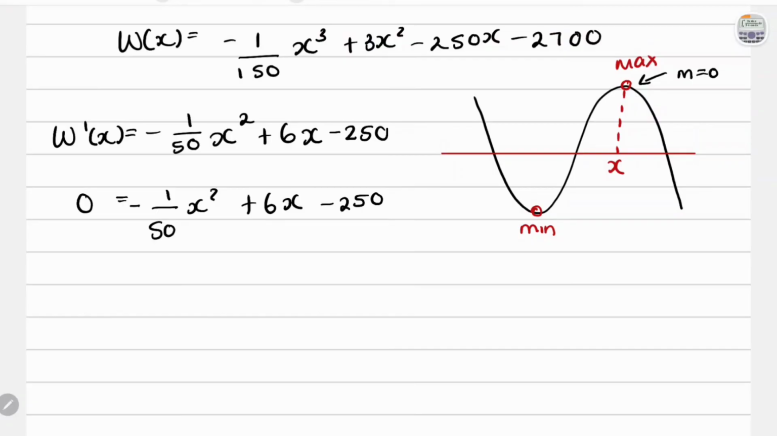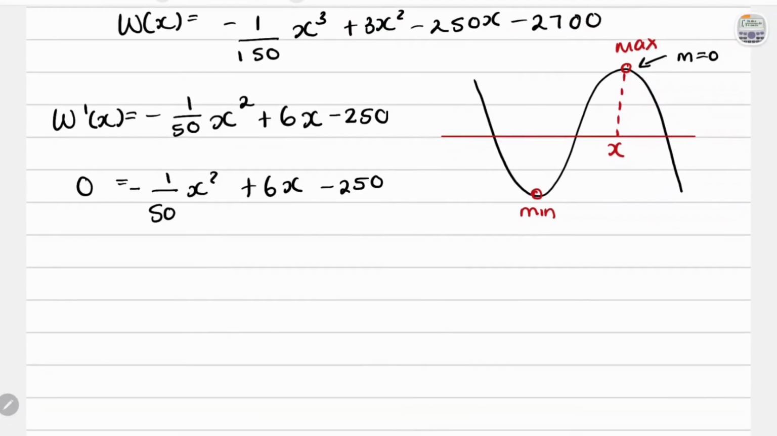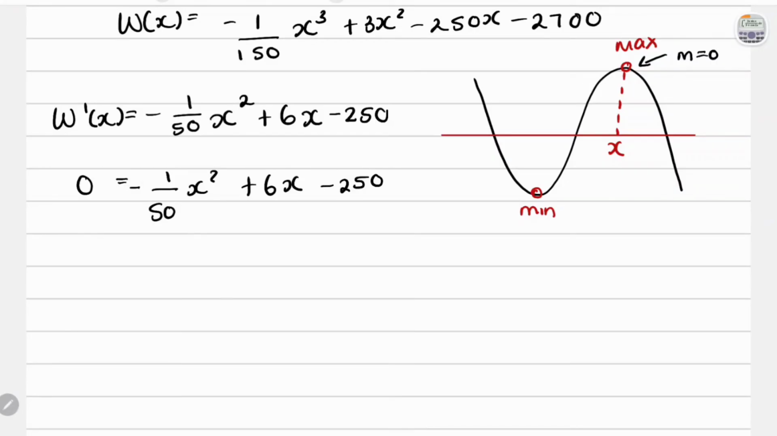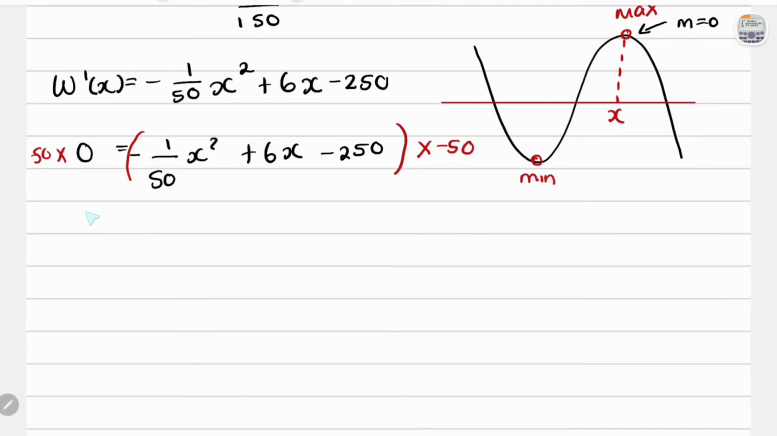What we can do is now simplify this. We're going to have to factorize, but it doesn't look nice to factorize right now. So what I can look at is the fact that we have a denominator of 50. We can get rid of that by multiplying both sides by negative 50, so that it can come out of the way. So negative 50 also on this side. Negative 50 times 0 is still 0.